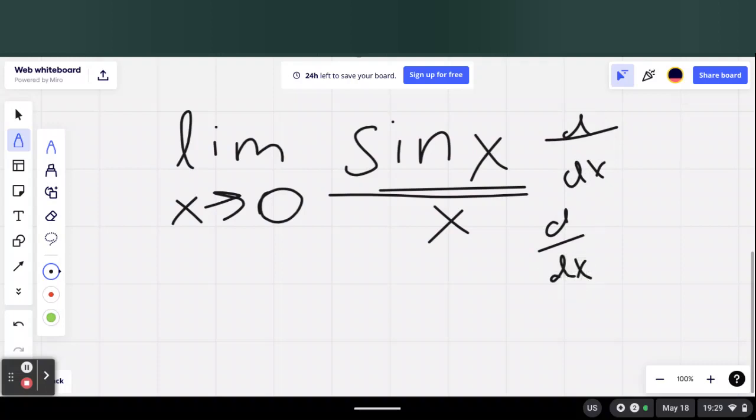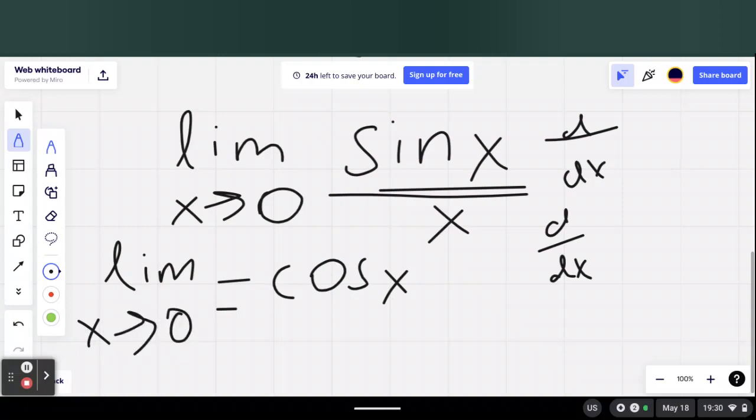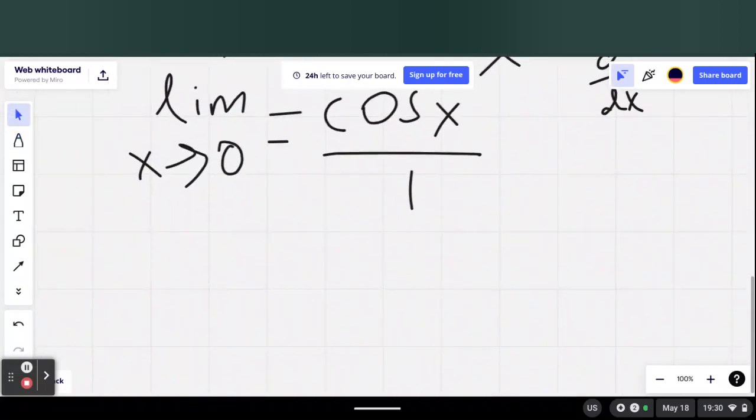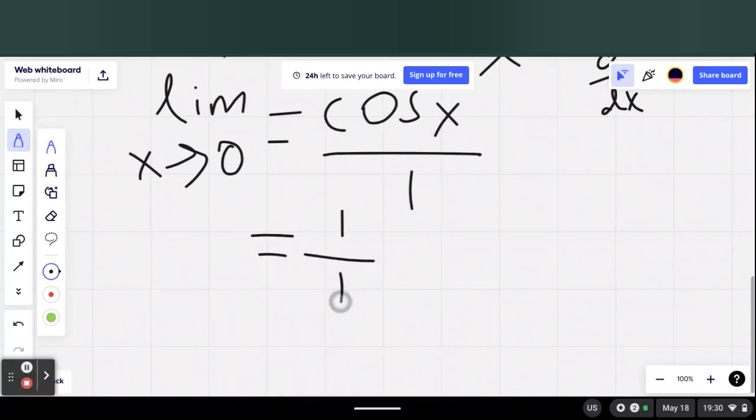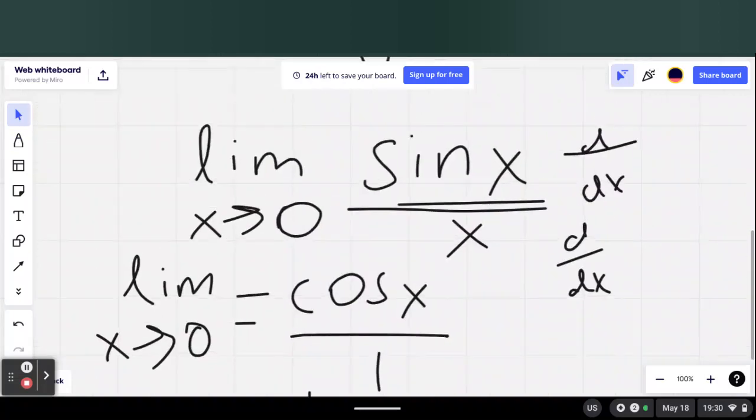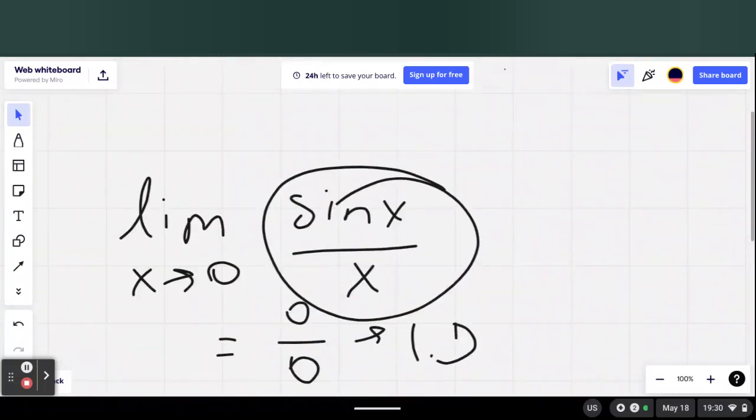When I take the derivative of sine x, I get cosine x. I'm going to keep the limit notation carried forward. So I'm going to have cosine x, since I differentiated sine x, and the derivative of x with respect to x is 1. Now I can do a direct substitution, because cosine 0 is 1, so this is equal to 1 over 1, or 1. Going back to the original problem, the limit as x approaches 0 of sine x over x is equal to 1.